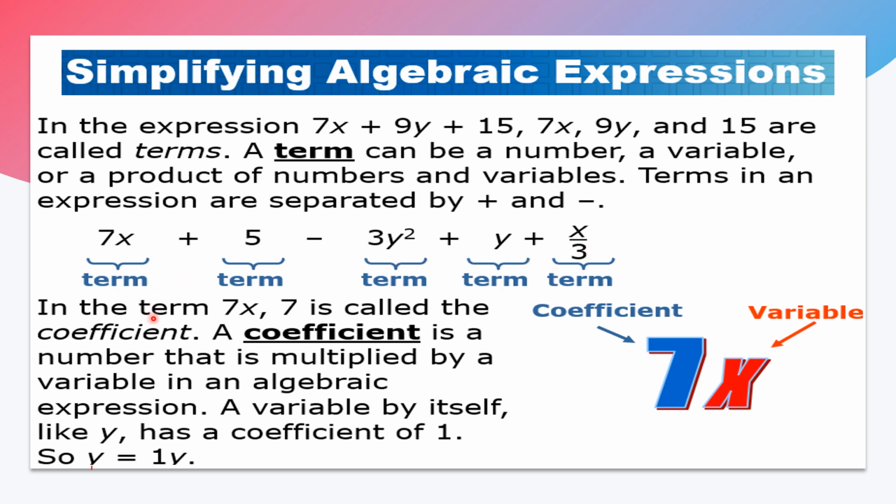In term 7x, 7 is called the coefficient. A coefficient is a number that is multiplied by a variable in an algebraic expression. A variable by itself, like y, has a coefficient of 1. So y is equal to 1y. Like here, we have 7x, so 7 is the coefficient and x is the variable.